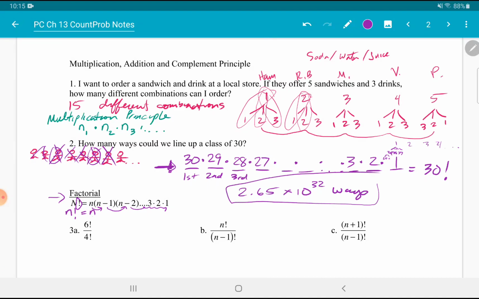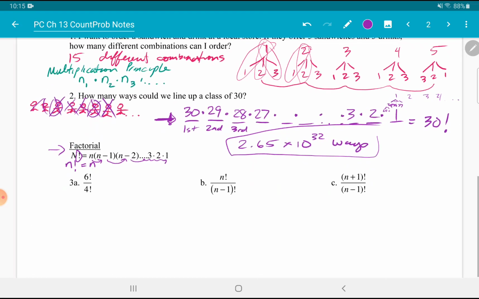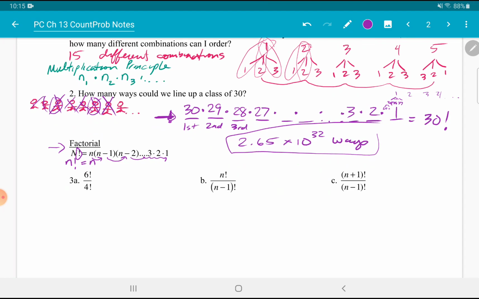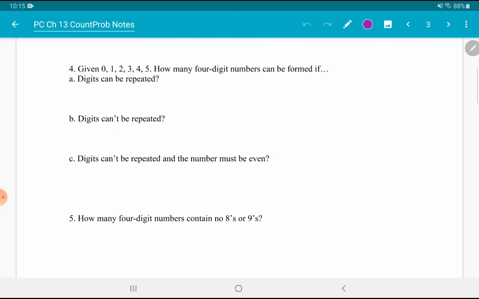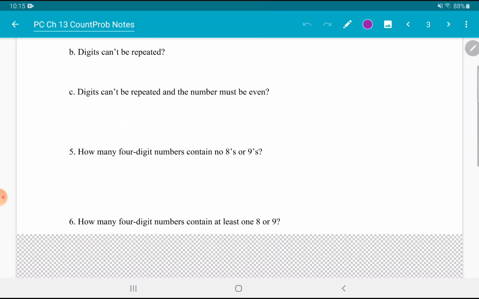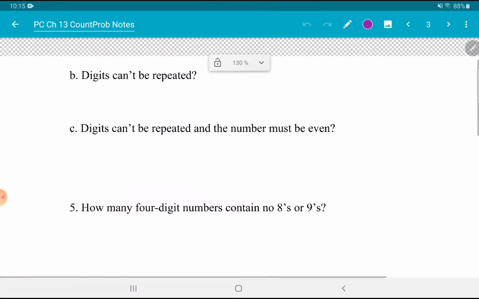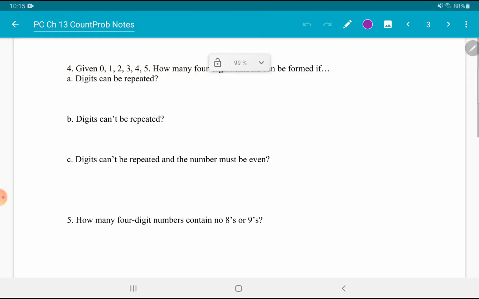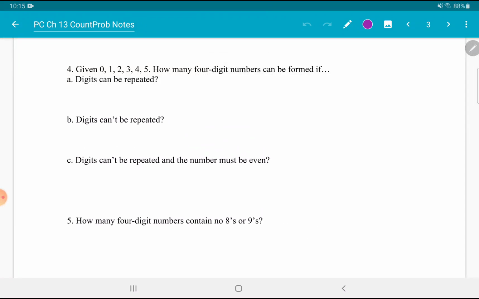Okay, so let's take a look at another way that we can count the number of items. I'm actually going to go now to the next page. And let's take a look at problem number 4 here. I'm actually going to focus more on C. Once you see item number C, hopefully you can do the ones that are above as well. What's this asking? Given 0, 1, 2, 3, 4, 5, how many 4-digit numbers can be formed if digits cannot be repeated and the number must be even?